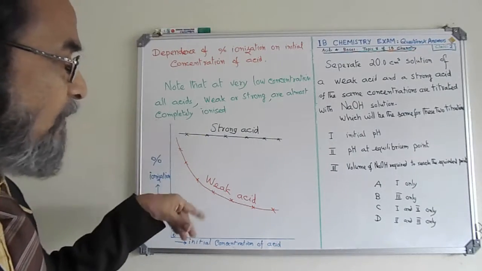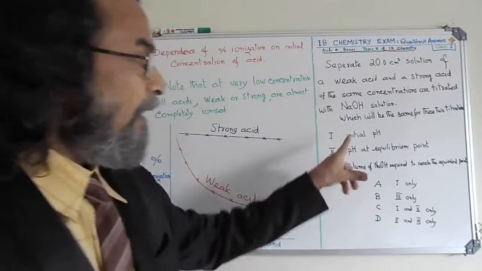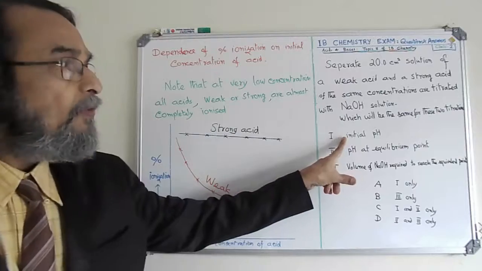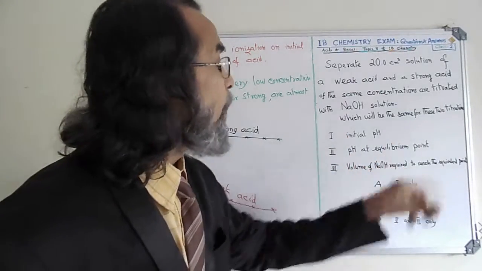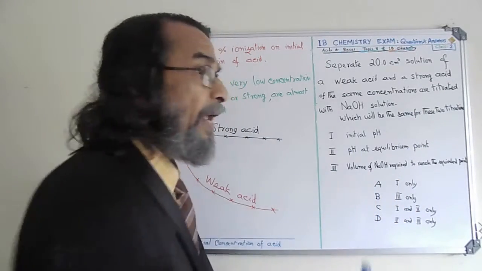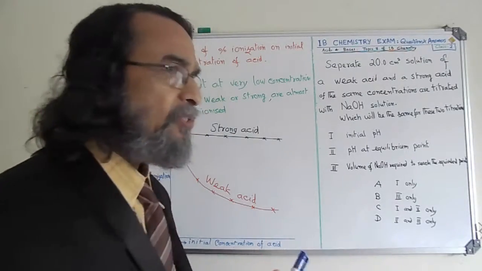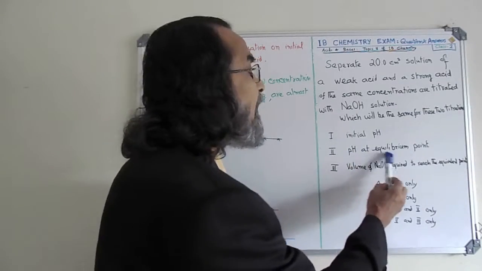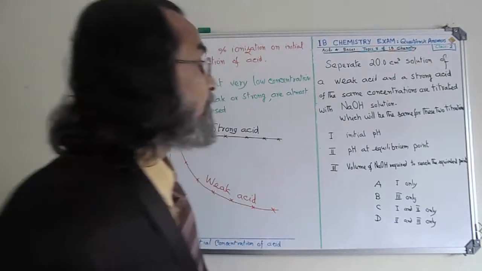I will come once again to the important point. We are not selecting A because initial pH will not be equal for a strong acid and weak acid. And pH at the equivalence point will be the same. At the equivalence point, the extent of neutralization takes place. The acid and base react and the pH will be almost equal to 7 at the equivalence point. So 2 will be correct.